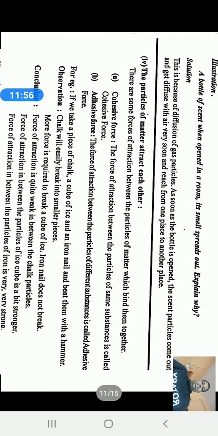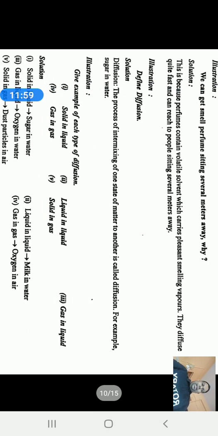Now see here, we can take one more example in question form. As you know, we can get the smell of perfume sitting several meters away. Why is it? Because perfumes contain a volatile solvent which carries pleasant-smelling vapors. They diffuse into the environment quite fast and can reach people sitting several meters away. So here we conclude: particles of matter are continuously moving.